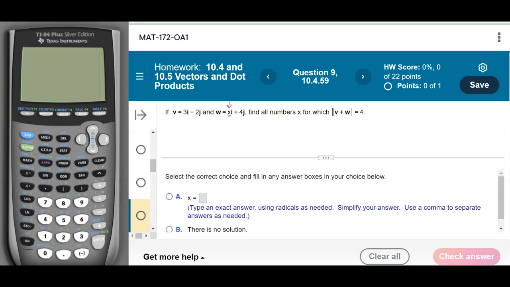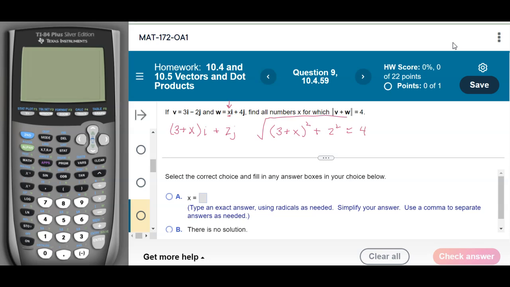Well, the way I would add the two vectors is I would add the 3 and whatever this x is, that would be my i component, and then I would add the -2 and the 4 for the j component. -2 plus 4 is +2. Alright, and then the magnitude formula would say square that horizontal component, the 3 plus x, and add to it the square of the j component, so that's 2 squared, and then take the square root of all of that, and that would need to be equal to 4. Alright, that's the magnitude formula of the sum of the two vectors.